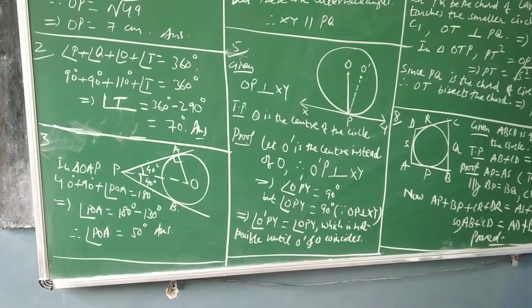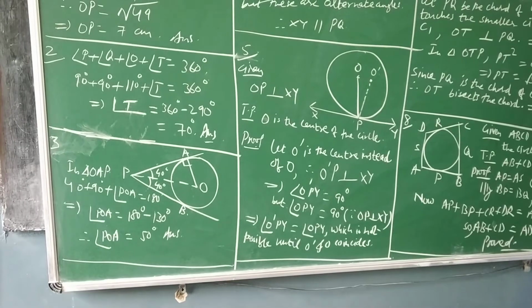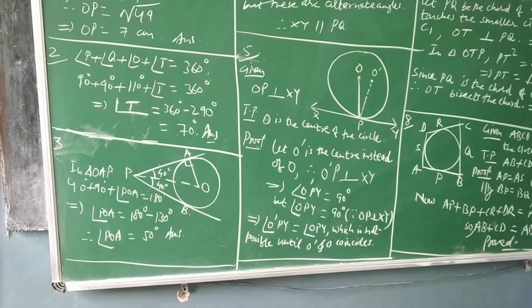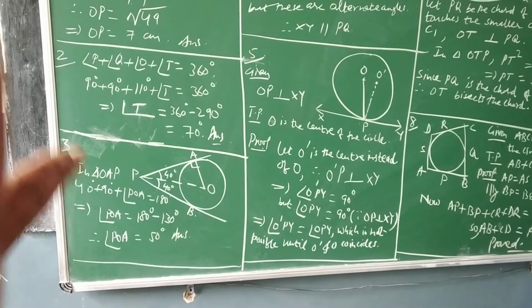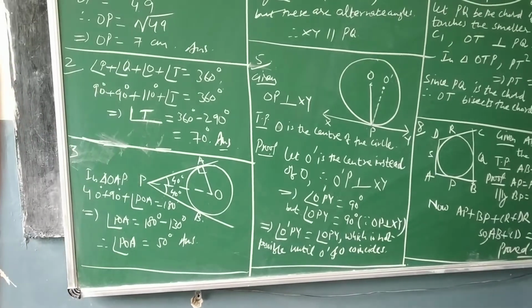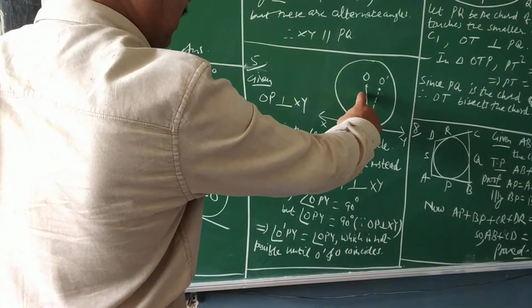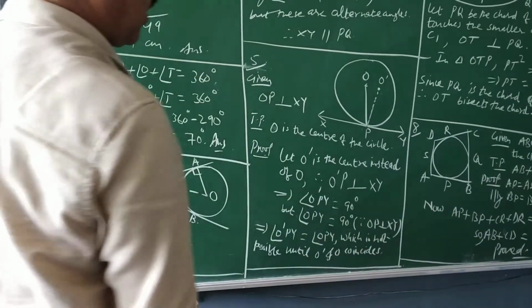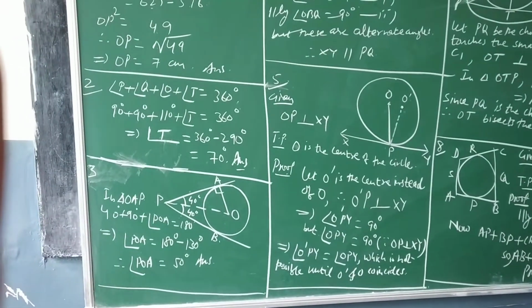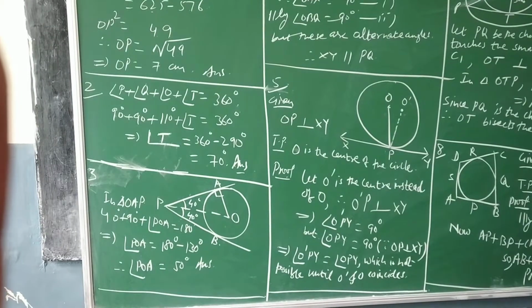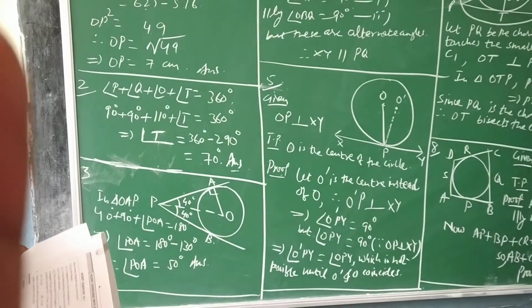So hence, this is possible if and only if these 2 points coincide with each other. So radius, if it is perpendicular to the tangent, definitely will be passing through the center, whether that is O dash or O, that is understood. So when these two coincide, only one center is possible. So the radius always is passing through the center of the circle. So that we need to prove.